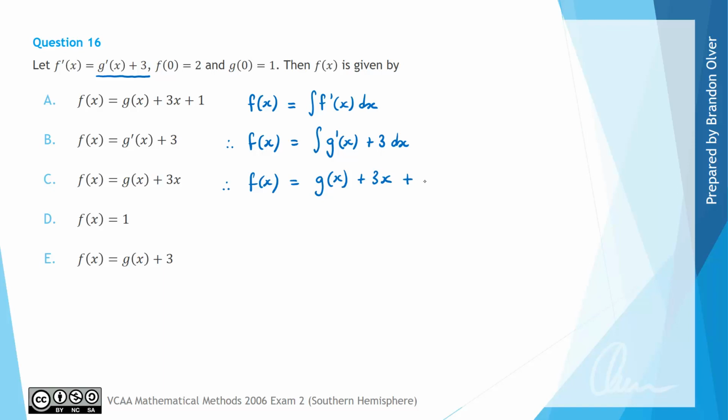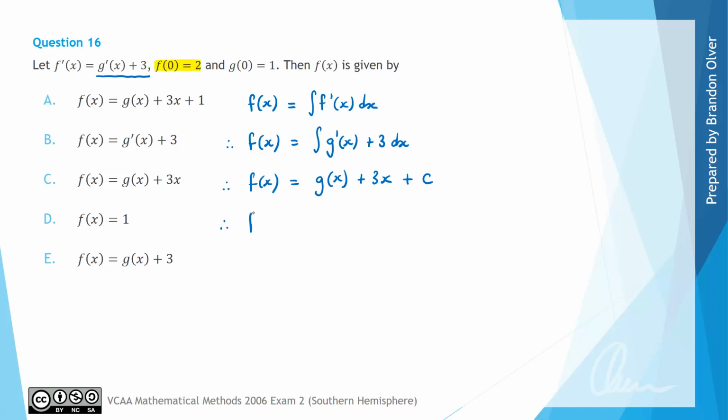And then we also remember that there's a constant of integration, which takes into account any vertical translations that are lost during differentiation, so we need to add that plus c value on. Our job now is to find what that plus c value is, and to do that we're going to use the information that f of 0 equals 2.